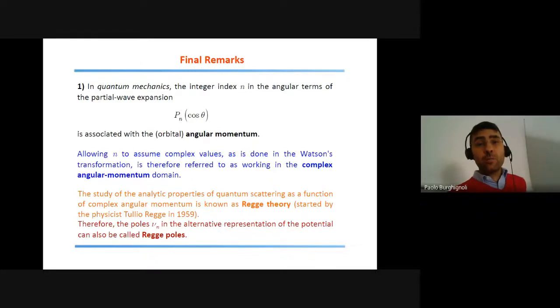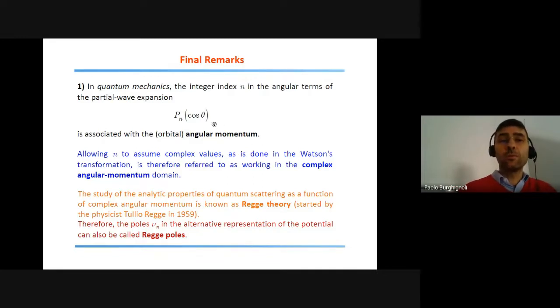Some final remarks before concluding the lesson. The first one is that in quantum mechanics, the integer index that occurs in the Legendre polynomials, that is in the angular terms of the partial wave expansion, is associated with the so-called orbital angular momentum of the wave function or of the particle you are describing. So if you allow n to assume complex values, that is what is done in this Watson transformation, you can say that you are working in the complex angular momentum domain.